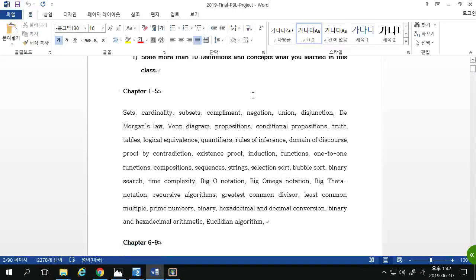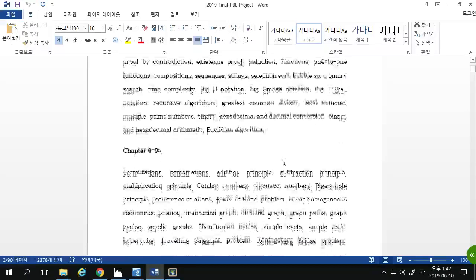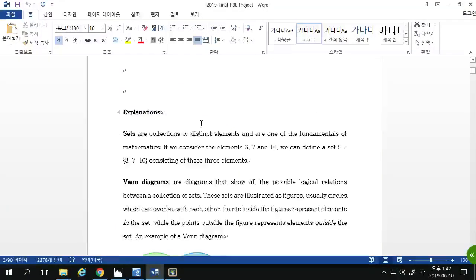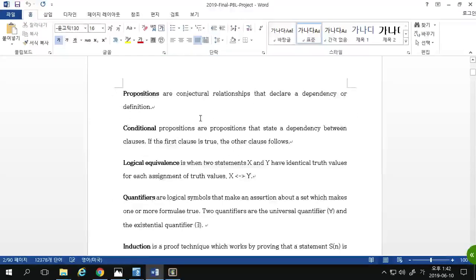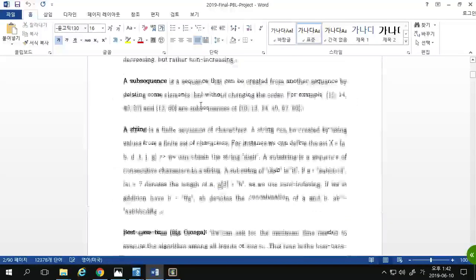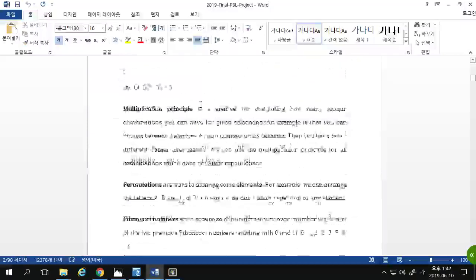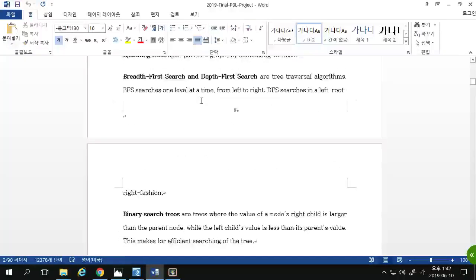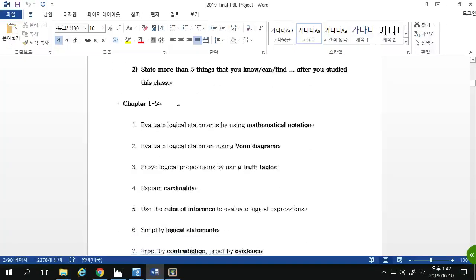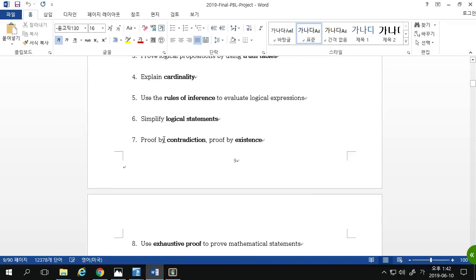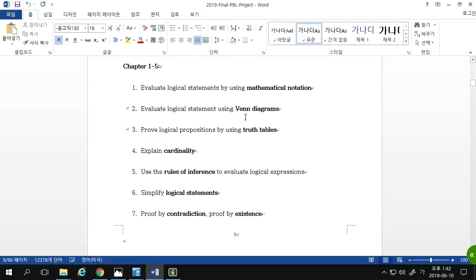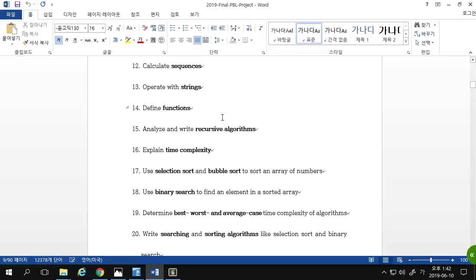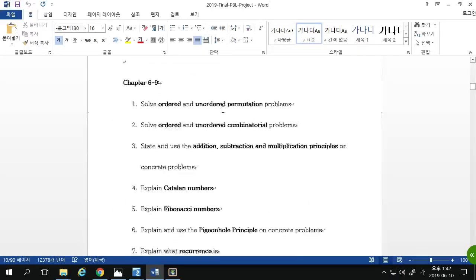Yeah, starting as previously, stating definitions and concepts that we learned and explaining them relatively shortly. Trying to cover the most important concepts from the various 9 chapters. Also stating things that you know or can find from the chapters divided in chapter 1 to 5 and chapter 6 to 9. Also trying to catch the essence, I guess, of the course.